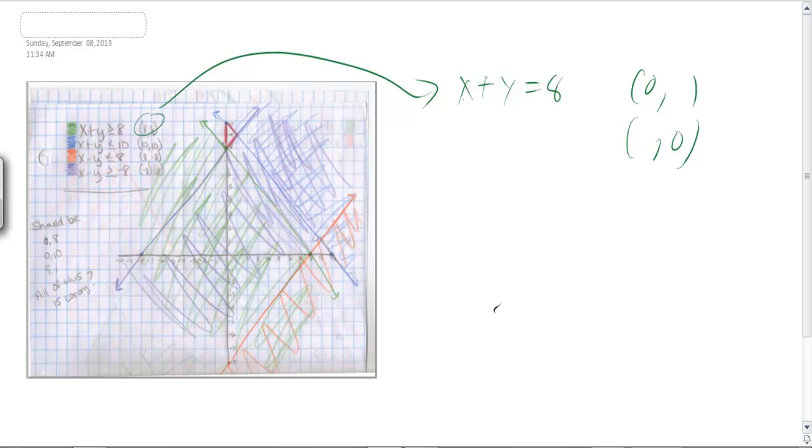So starting here, when I substitute in 0 for x, I would end up with 0 plus y equals 8, which just leaves me with y equals 8. So right there I have the point 0, 8. Similarly, here this is saying substitute 0 for y, so that would leave me with x plus 0 equals 8, which leaves me with the point of x equals 8. So therefore I have a y-intercept of (0, 8) and an x-intercept of (8, 0).